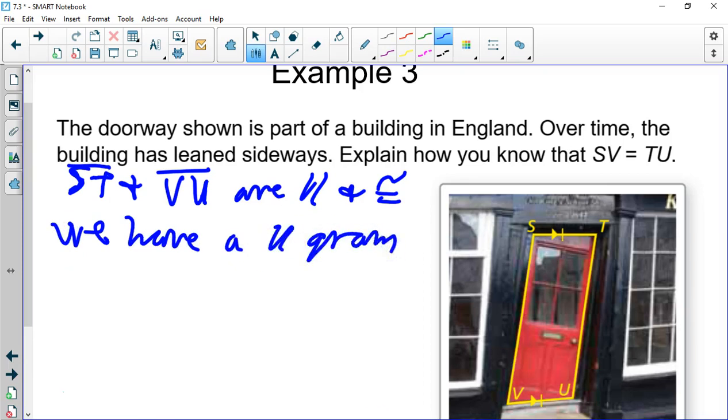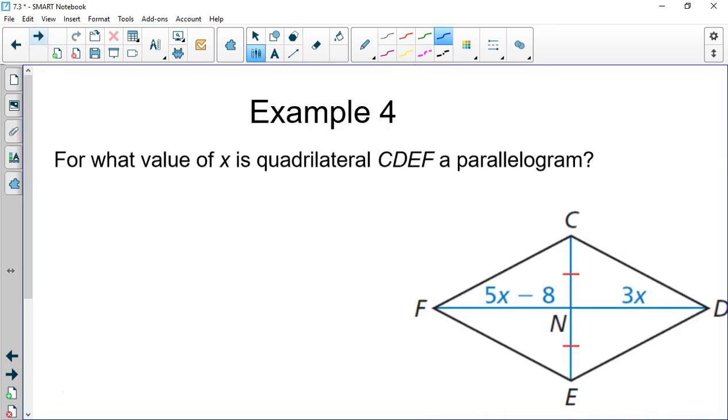And if we have a parallelogram, that means SV is congruent to TU. So we use our new theorem to name it a parallelogram, and then that lets us know the other sides are equal.